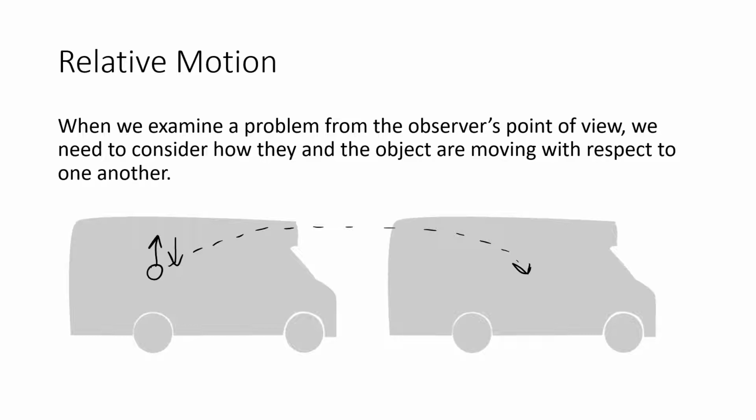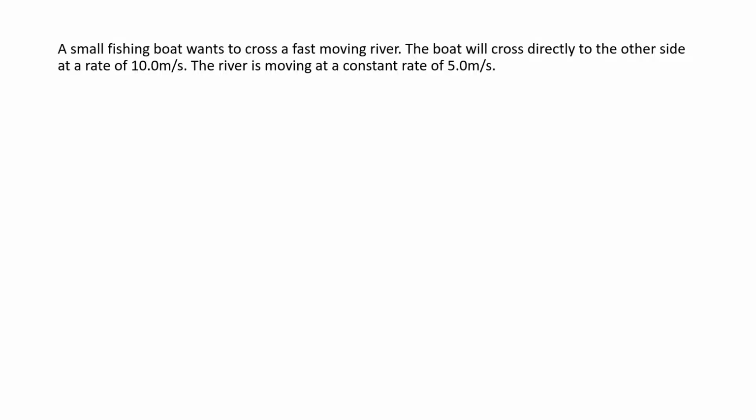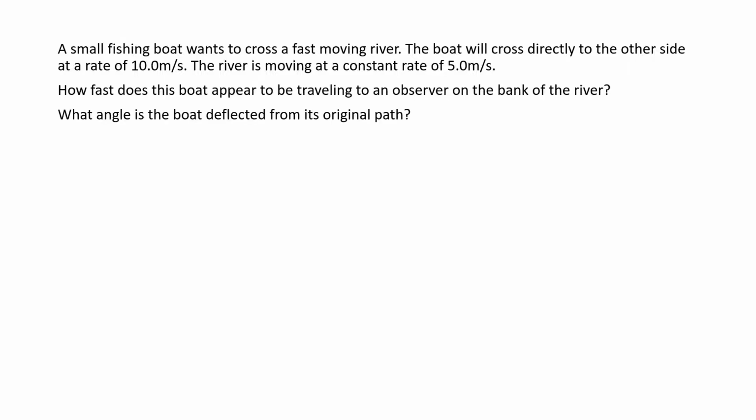Okay, what else? I think I was going to do a little example. We have a small fishing boat that wants to cross a river. It's a very fast-moving river, and the boat can only go so fast. It's going to go at a constant speed of 10 meters per second. The river is moving at 5 meters per second. This problem needs a picture, so I will draw it.